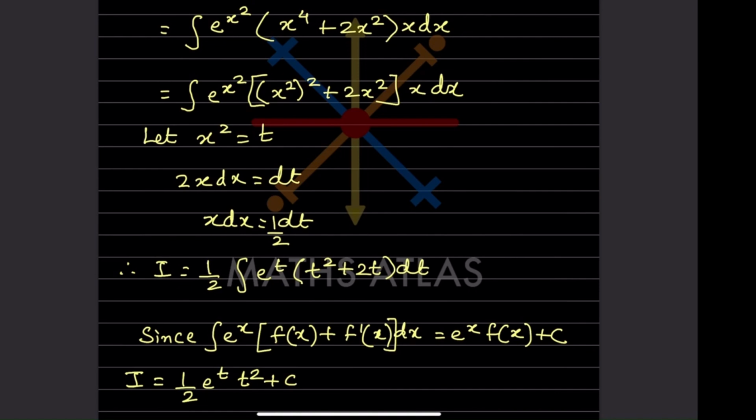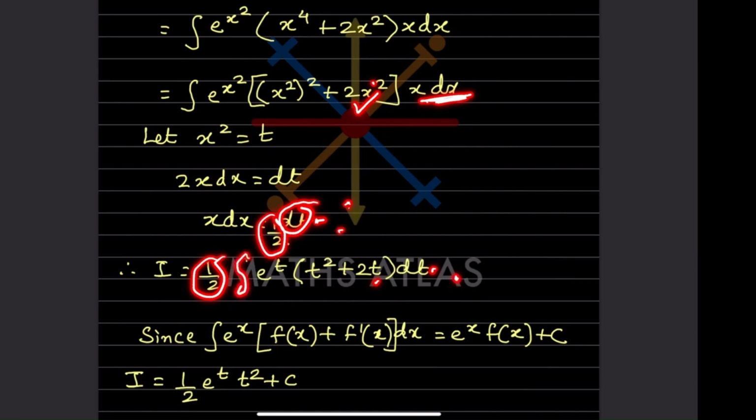So we can write this one as e raised to t, and for this one we can write t square because x square is t, and here we can write 2t because x square is t, and this x dx is dt, but this half we have written it over here. Hope you got this. And then we have put the integration sign.